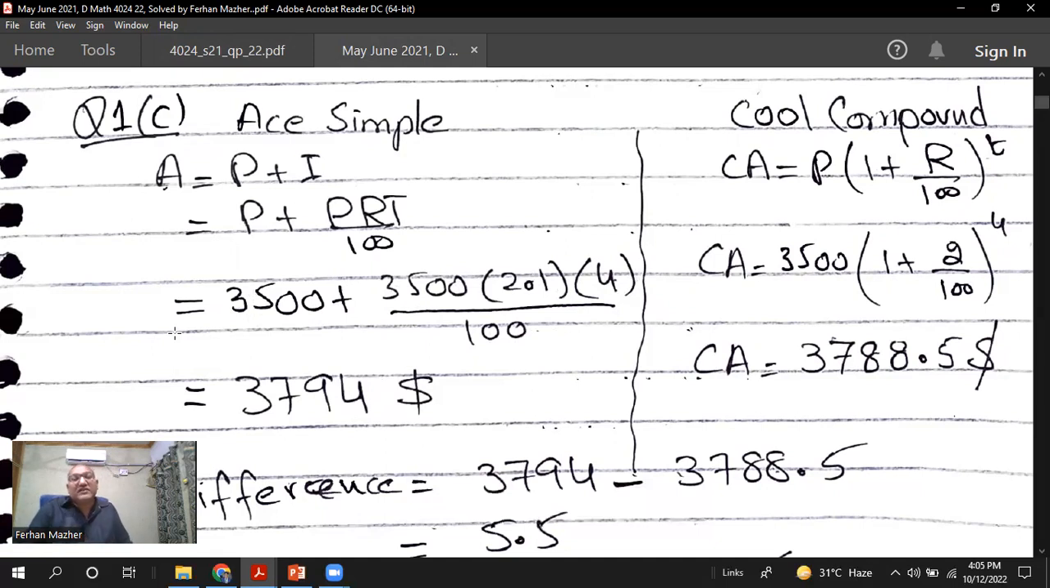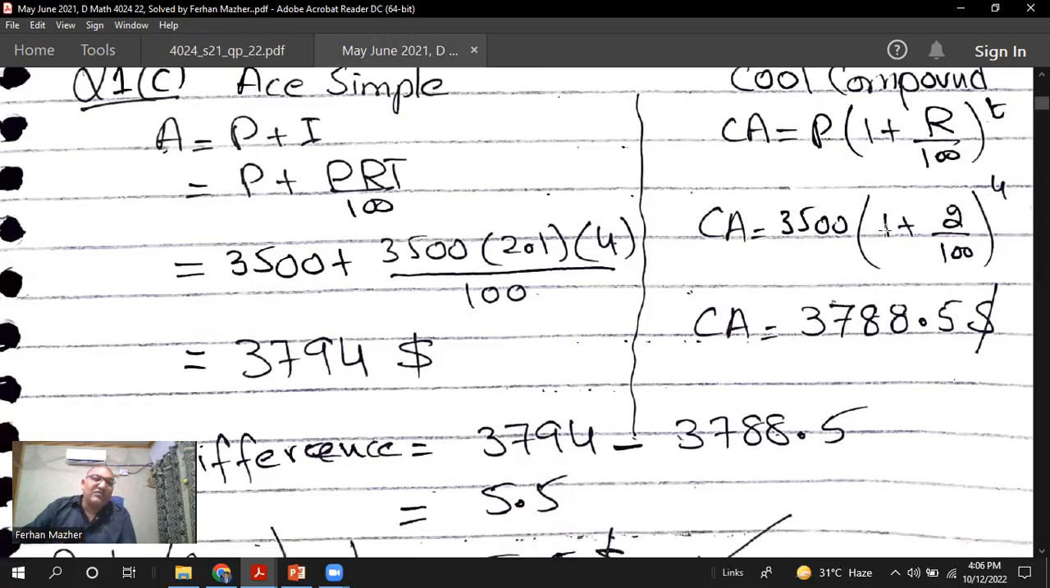In the same way, we can find the compounded amount. The compounded amount is equal to P bracket 1 plus R divided by 100 bracket close raised to the power T, where P stands for the principal amount, R stands for the rate, and T stands for the number of periods in which you have done the compounding. So it is 3,500 bracket 1 plus 2 by 100 bracket close raised to power 4. When you do this in your calculator, you will get $3,788.5.